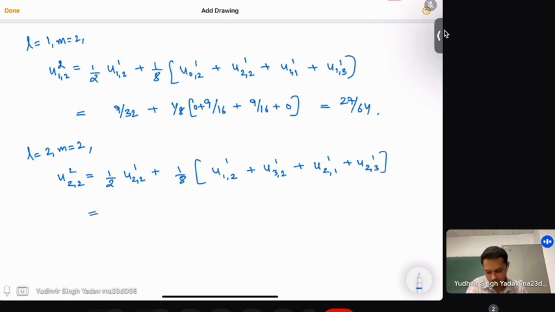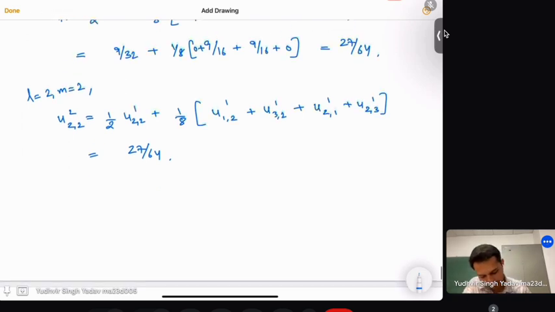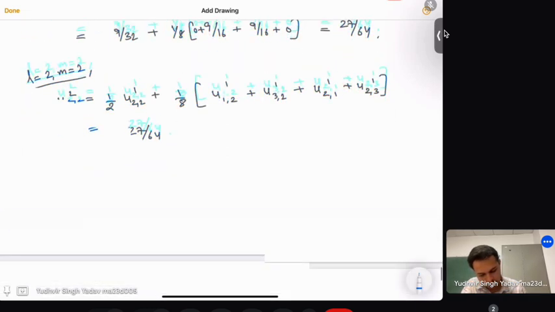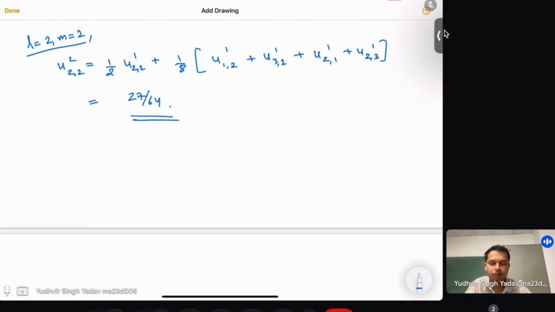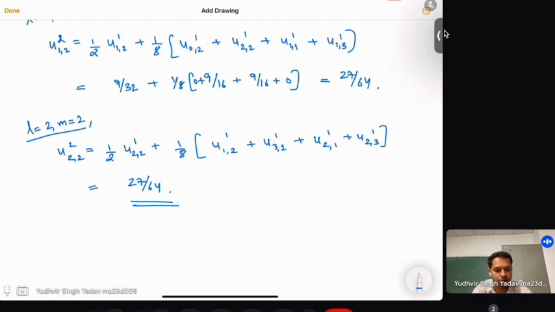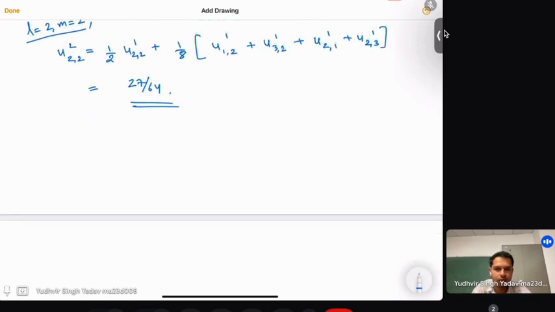So these are the already known values. So it will come out to be 27 by 64. These are just simple calculations and you can verify them by yourself. These are the values that we have obtained up to the second time step using the given explicit scheme. You can verify this calculation by yourself also. It will be good for practice. And simply you can substitute the values in the given exact solution and compare it with your numerical solution.